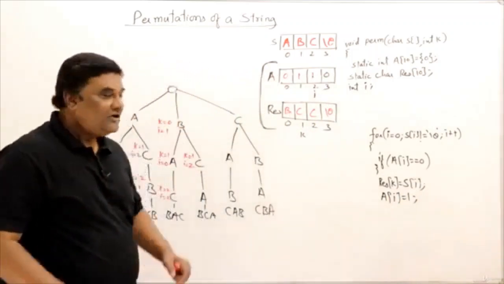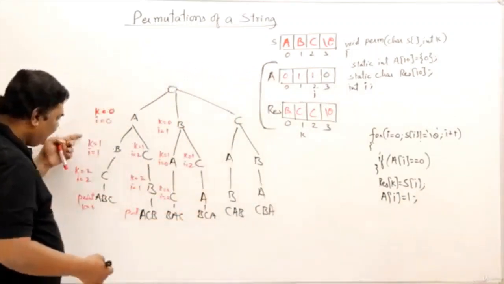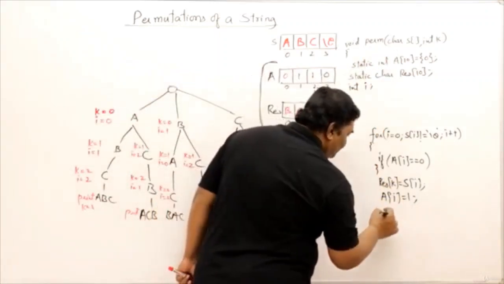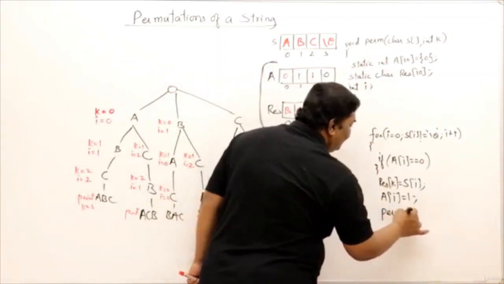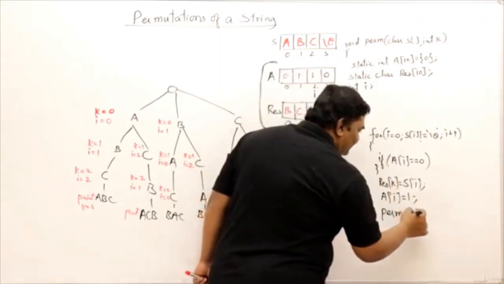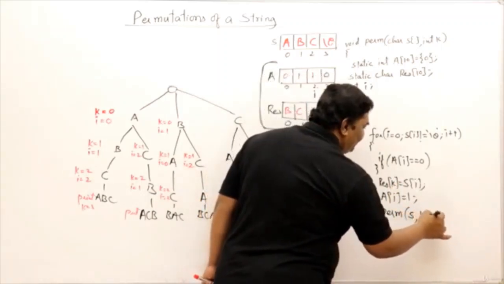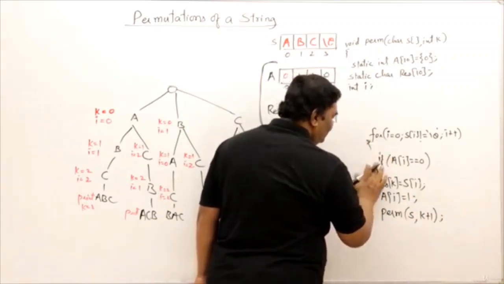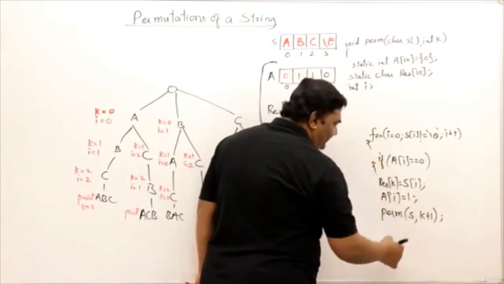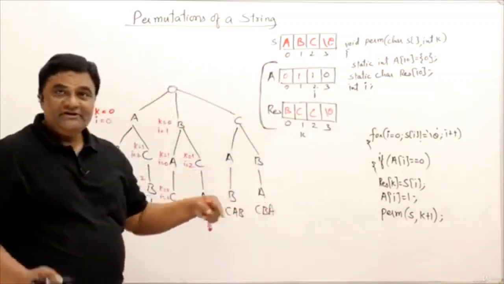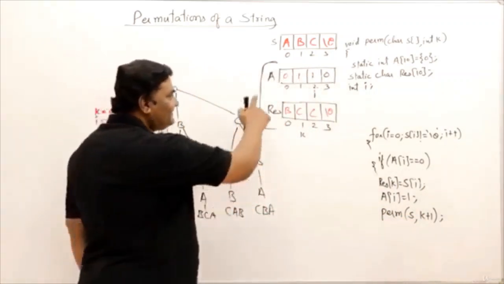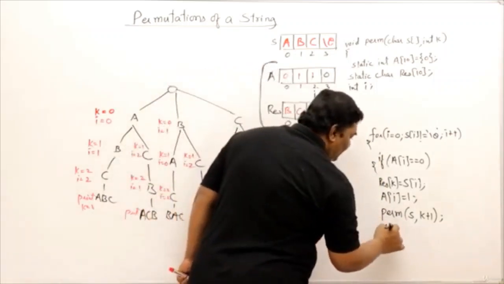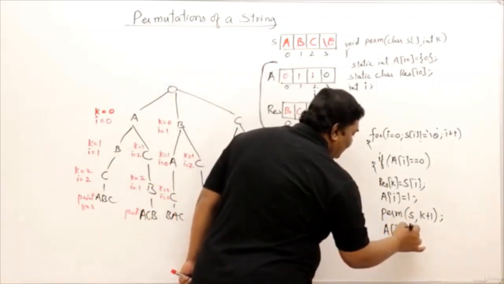The next step is what? Call itself again with the next value of K. I am calling the function name perm, P-E-R-M, for permutation. So S, the string, is as it is, but K plus 1. So this will call itself. This is all happening inside the if. And when the function call is returning, I should make this A of I as 0 back again.